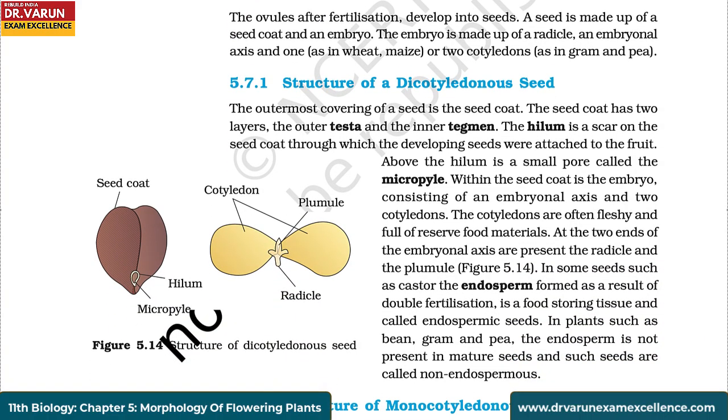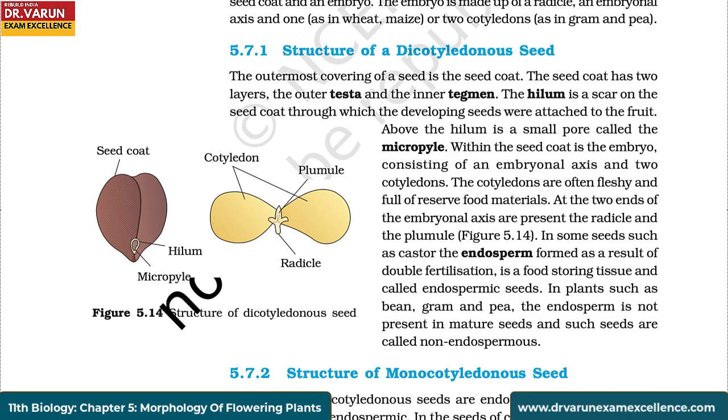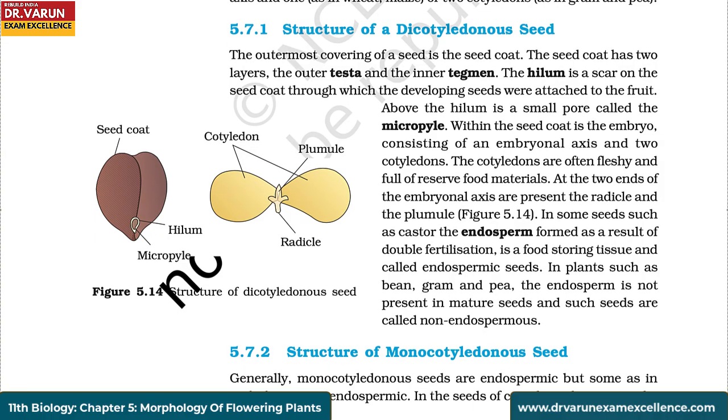The outermost covering of a seed is the seed coat. The seed coat has two layers, the outer testa and the inner tegmen. The hilum is a scar on the seed coat through which the developing seeds were attached to the fruit. Above the hilum is a small pore called the micropyle. Within the seed coat is the embryo consisting of an embryonal axis and two cotyledons. The cotyledons are often fleshy and full of reserve food materials. At the two ends of the embryonal axis are present the radicle and the plumule.